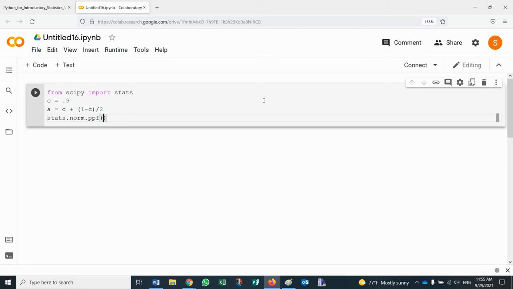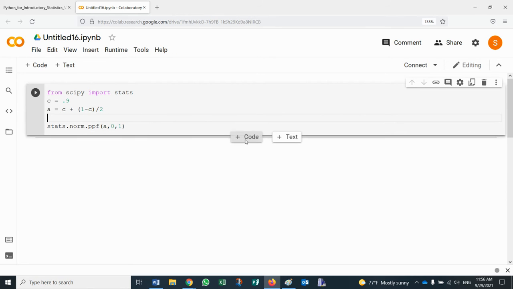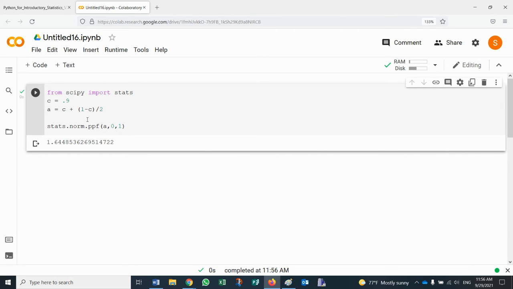So now, if the area to the left is given by A, the mean is 0, and the standard deviation is 1, this will give us the z alpha over 2, which is part of the formula for the margin of error. If we run this, it tells us the inverse normal, where the area is A and the confidence level is C, is 1.644. Usually tables round this to 1.645.